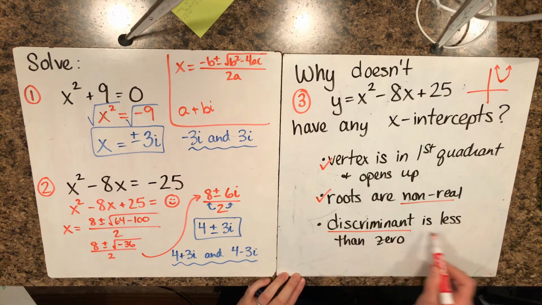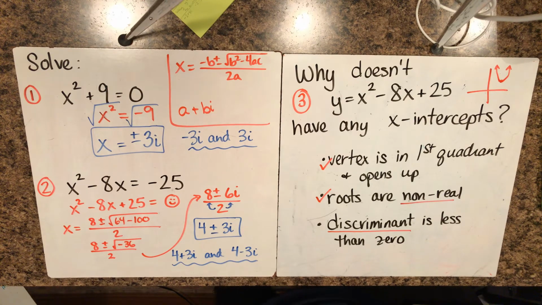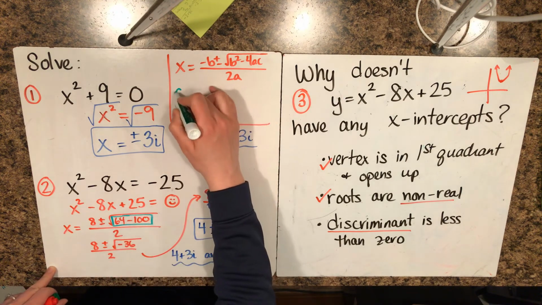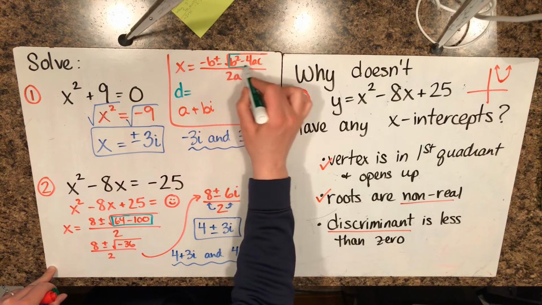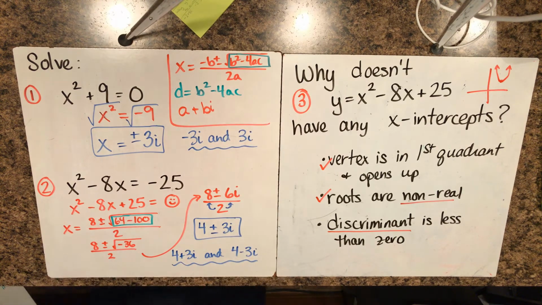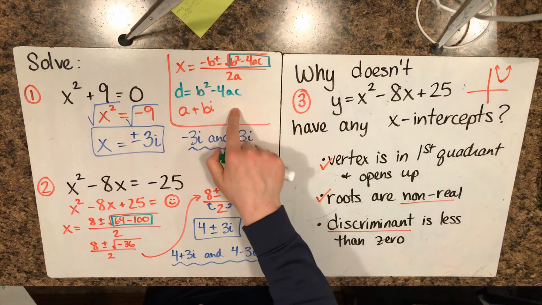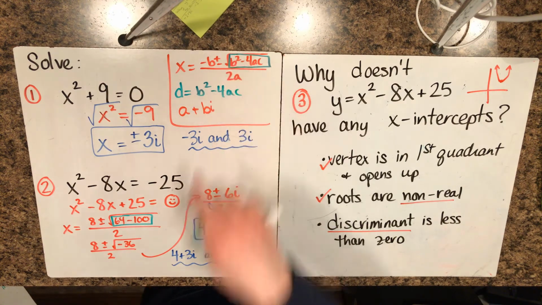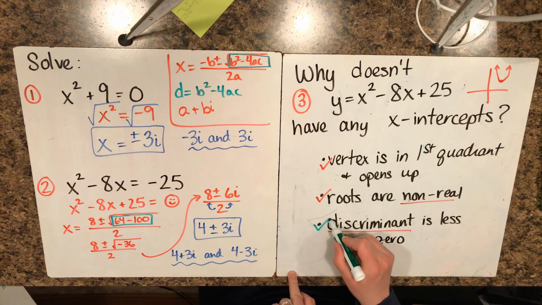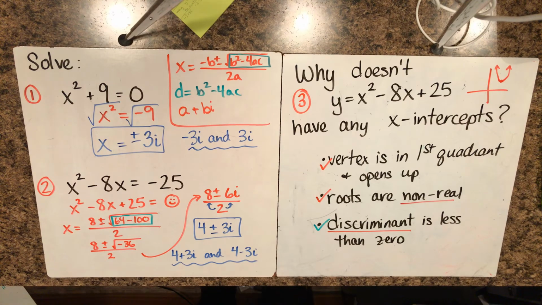Finally, discriminant is less than 0. Well, the discriminant is simply the part of the quadratic formula that's inside the square root. So the discriminant is just this part inside the square root, b squared minus 4ac. Anytime the discriminant is less than 0, a negative number inside the square root, it means that you're going to have non-real or imaginary solutions. It means your graph will never cross the x-axis, never have any x-intercepts. So your correct answer there was all of the above.